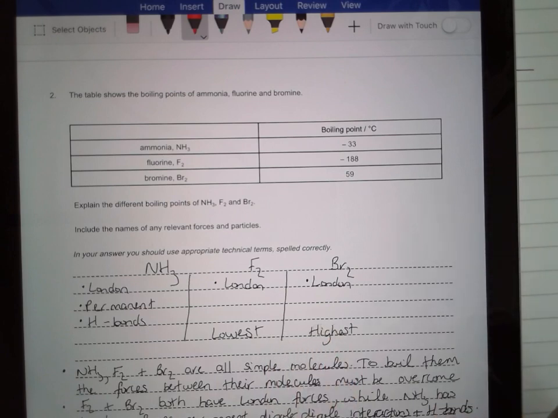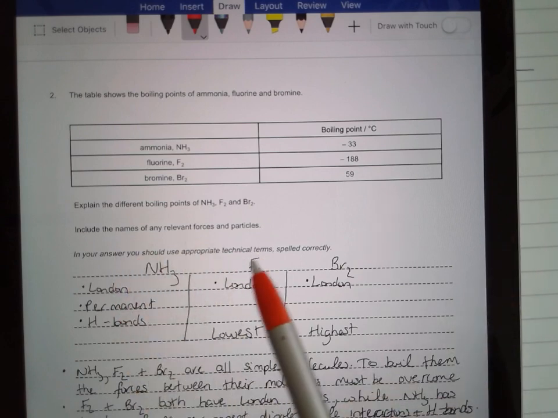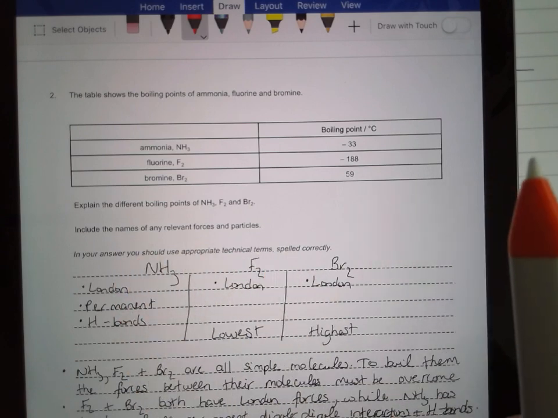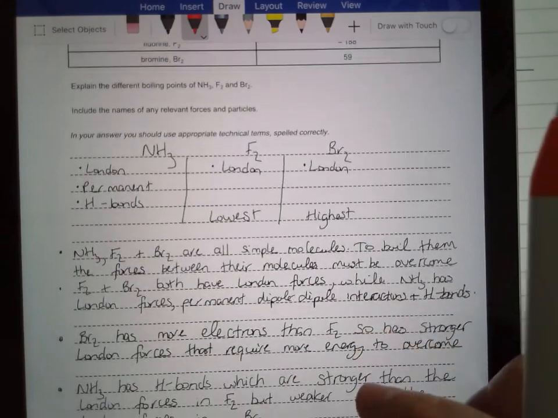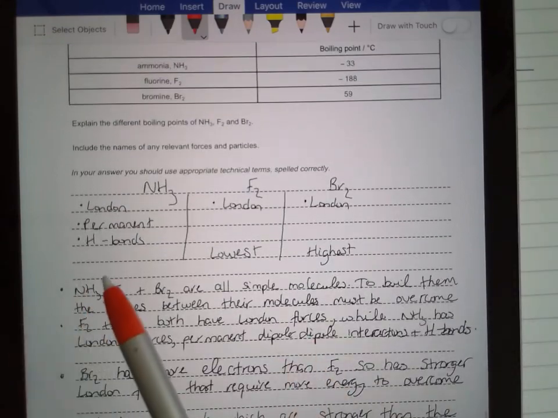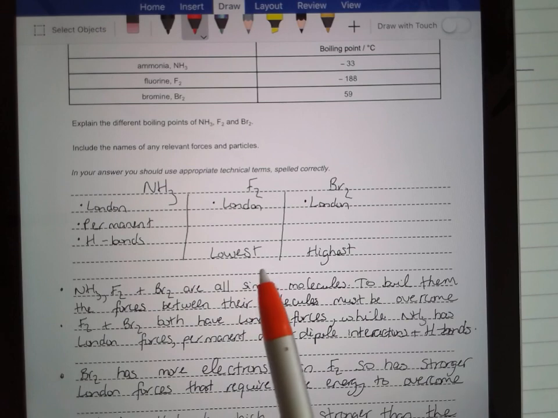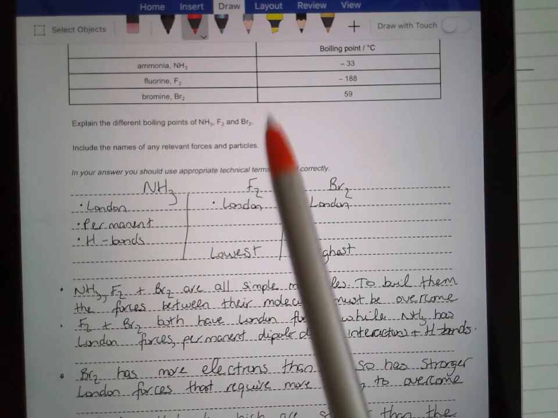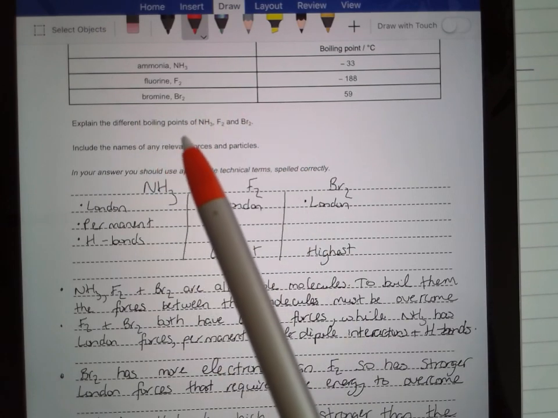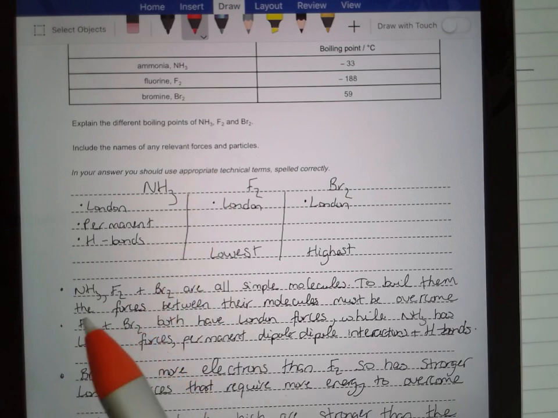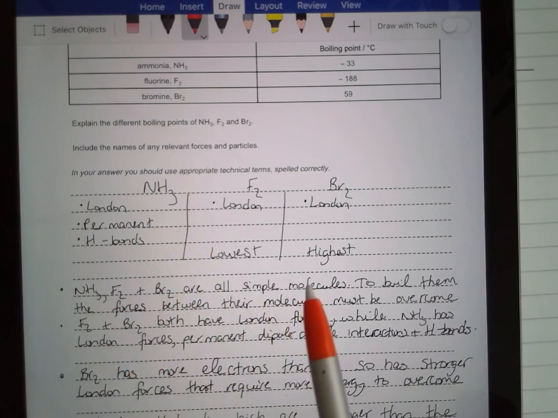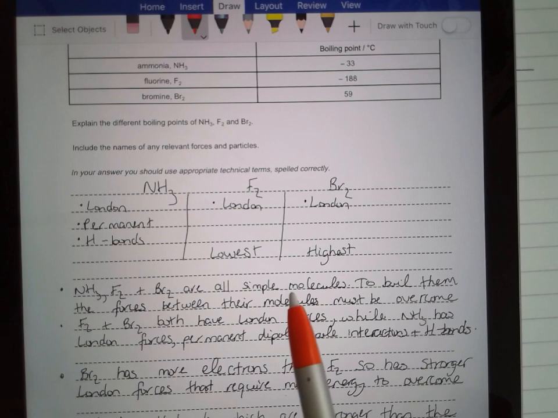Then I need to structure this into an answer, okay? So I need to use appropriate technical terms and I need to spell them correctly. So the first thing I'm going to specify is just that ammonia, fluorine, and bromine are all simple molecules. Often in these questions, they'll throw an ionic compound in there as well. So it's really important to specify that they're all simple molecules. You're getting a mark for just saying that they're molecules.